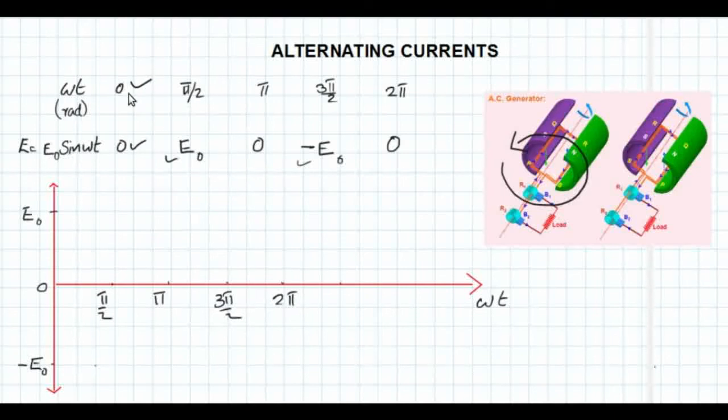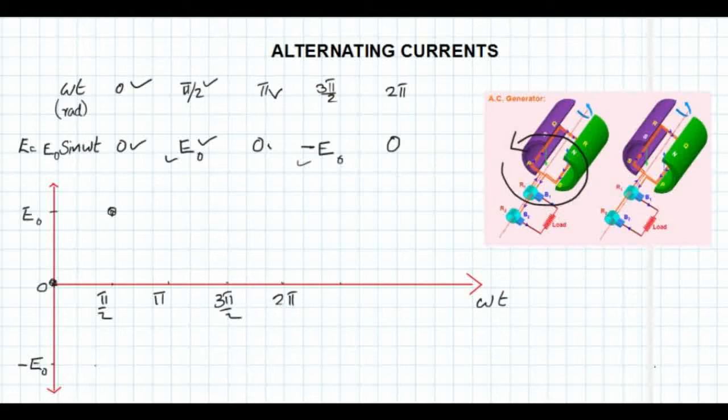Now when omega t is equal to 0, what is the value of E? E is equal to 0. So we may mark it. So this is the point. Next, omega t is equal to pi by 2. When omega t is equal to pi by 2, the value of E is E0. So we may mark the value of E0 here. So it is plus E0.